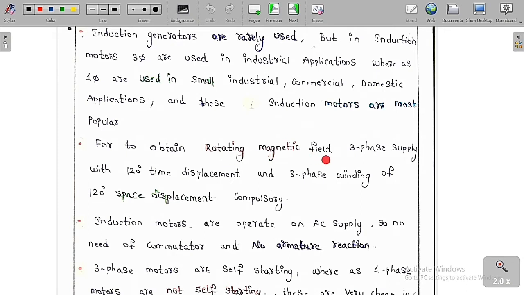If these two conditions are satisfied, then only we are going to get the rotating magnetic field. If any one of these two conditions is not satisfied, then you are not going to get an RMF. Therefore, to obtain a rotating magnetic field, a 3-phase supply with 120-degree time displacement and a 3-phase winding with 120-degree space displacement is compulsory.